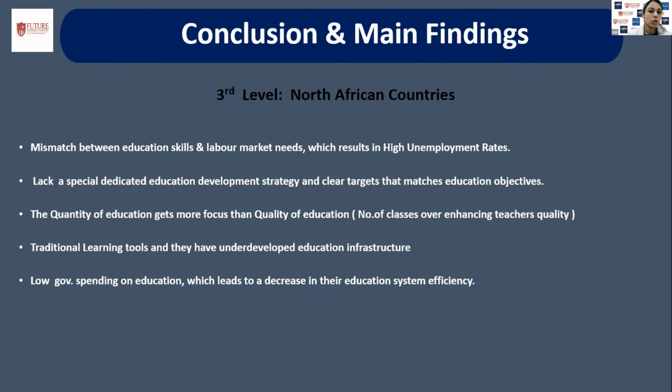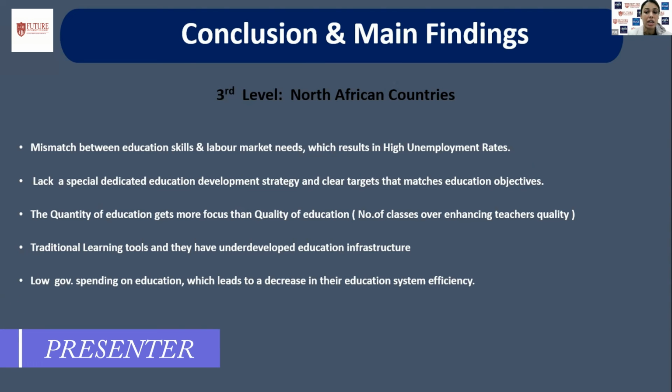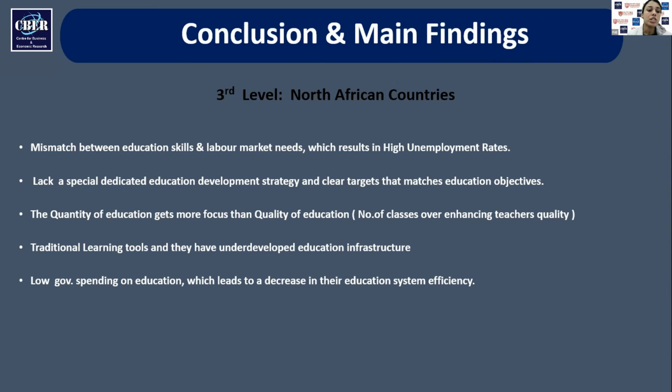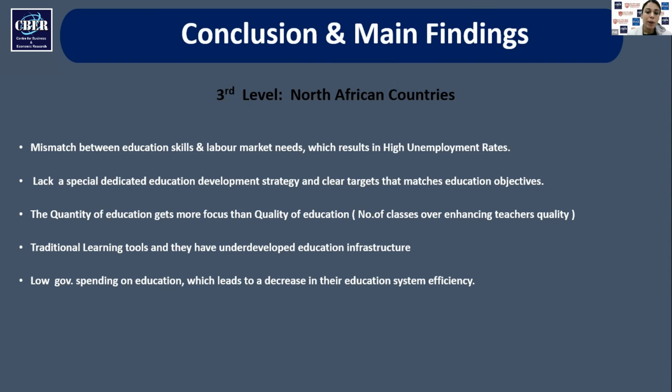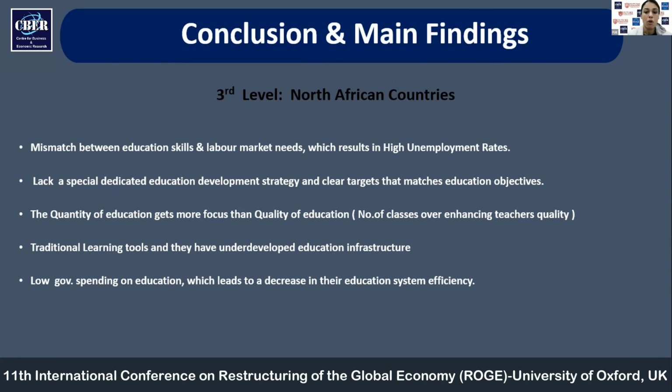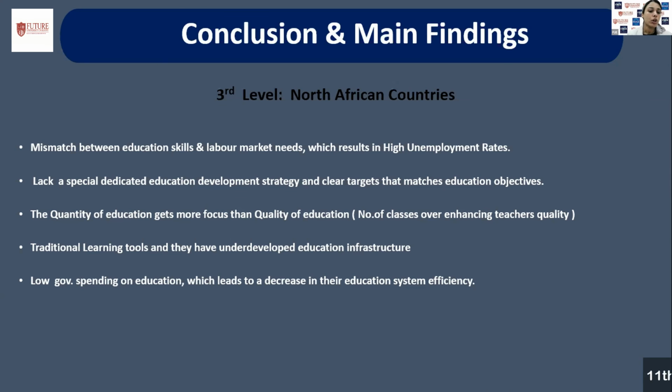Finally, the third level is the North African countries. Most of these countries have a mismatch between education skills and labor market needs, which results in high unemployment rates. There is also a lack of a dedicated education development strategy and clear targets that match the education objectives. They also focus more on the quantity of education rather than the quality. For example, they pay more attention to increasing the number of classes over enhancing teacher quality. They are still using traditional learning tools and still have underdeveloped education infrastructure.